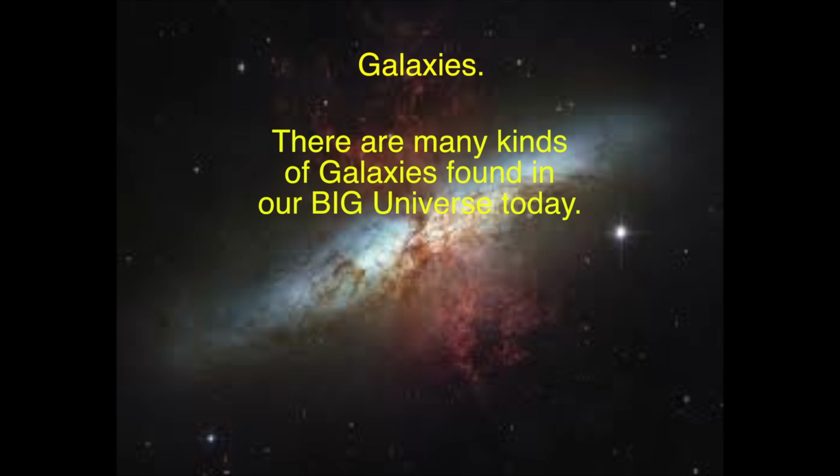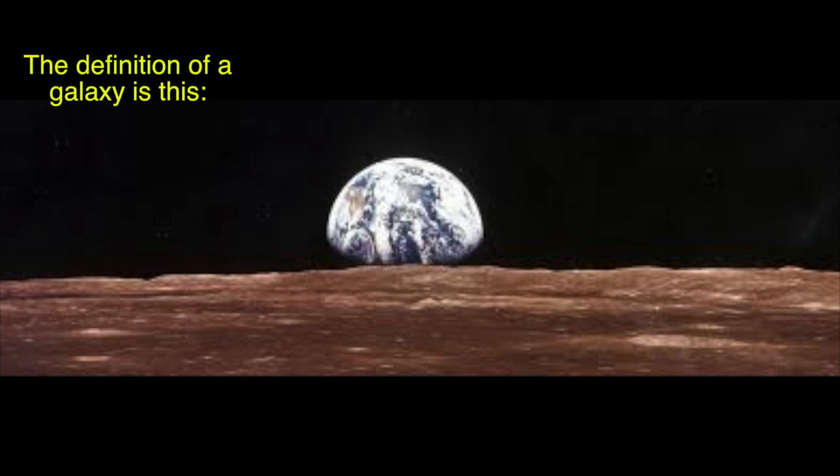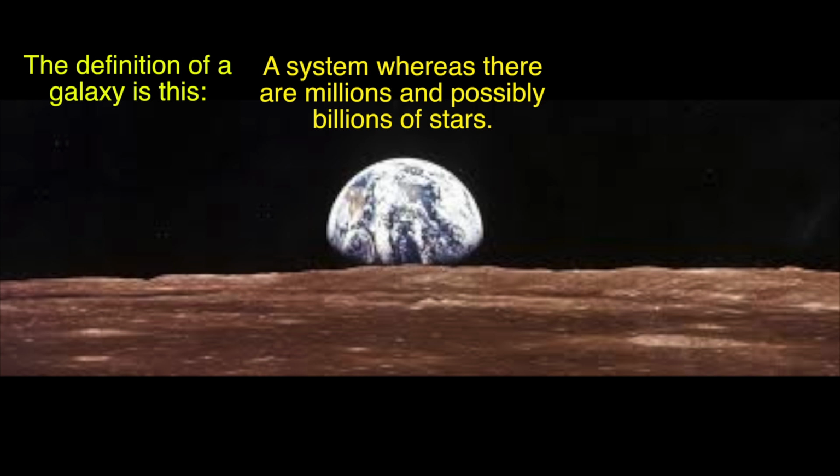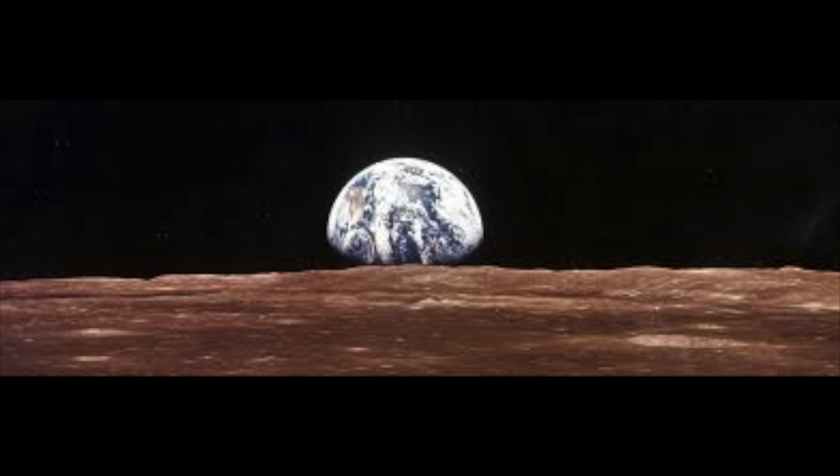There are many kinds of galaxies found in our big universe today. We're going to be talking about the three different kinds of galaxies on this show today. The definition of a galaxy is this: a system where there are millions and possibly billions of stars, made up of gas and dust, being held together by a gravitational center.